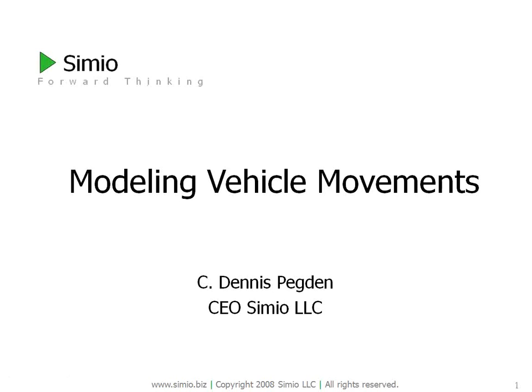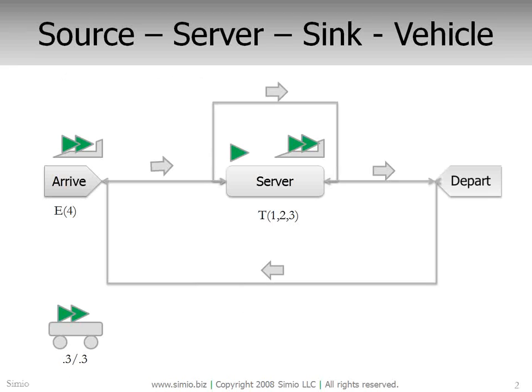Thanks for joining this tutorial on modeling vehicle movements. In this example, we're going to model a very simple system that has a source, server, sink, and a single vehicle. And we have pathways for the vehicle to run on to carry entities from the arrival point to the server, and then the vehicle will travel around the server to pick up on the output side of the server and then drop them off at the departure point. And then if needed, it will come back on this pathway back to the arrival to pick up a new one.